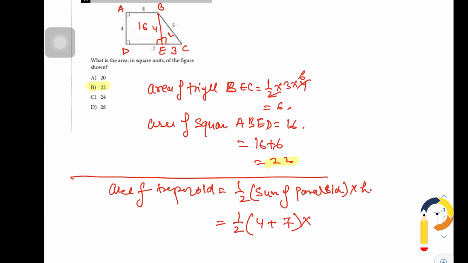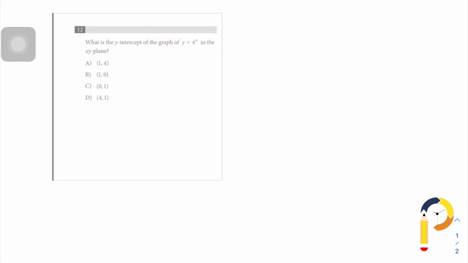What is the height there? That is 4. This becomes half times 11 times 4. So this is 22. We got the same thing as we got from the first way. So the area is equal to 22. That's the answer. You can solve this question in two ways: you can split it, or you can directly use the area of the trapezoid. Let's move to the next question.